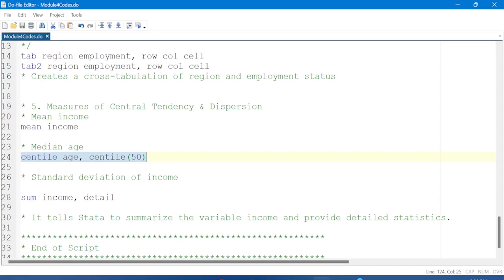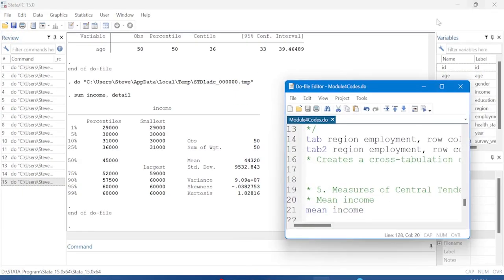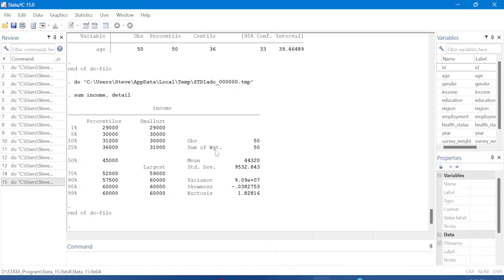And finally, let us compute the standard deviation by just saying sum income, comma detail. We'll get the standard deviation by running that. So I've executed, and now this is what we get. It gives us the percentiles from the 1st percentile to the 99th percentile, and it also gives us the standard deviation. We have also variance, skewness, kurtosis, etc.